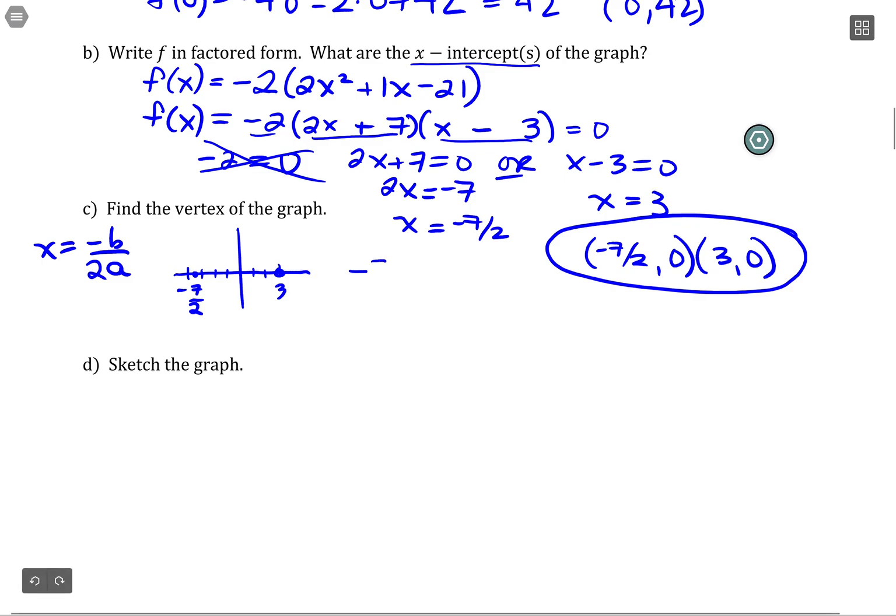So to average those, you could just add them up, negative 7/2 plus 3 over 2.